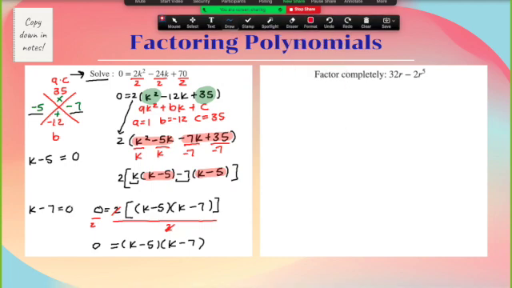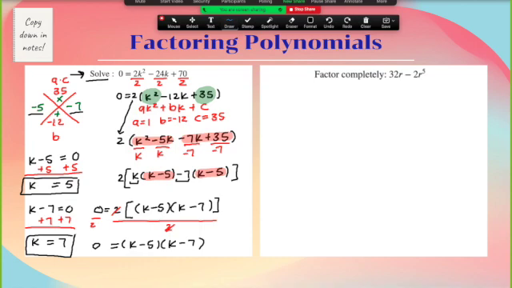Since k is subtracting 5, I can add 5 to both sides. That would give me k equaling 5. That would be my first answer. And then the second one, k minus 7, I can add 7 to both sides. That would give me k equaling positive 7. That would be my second answer. Cool.